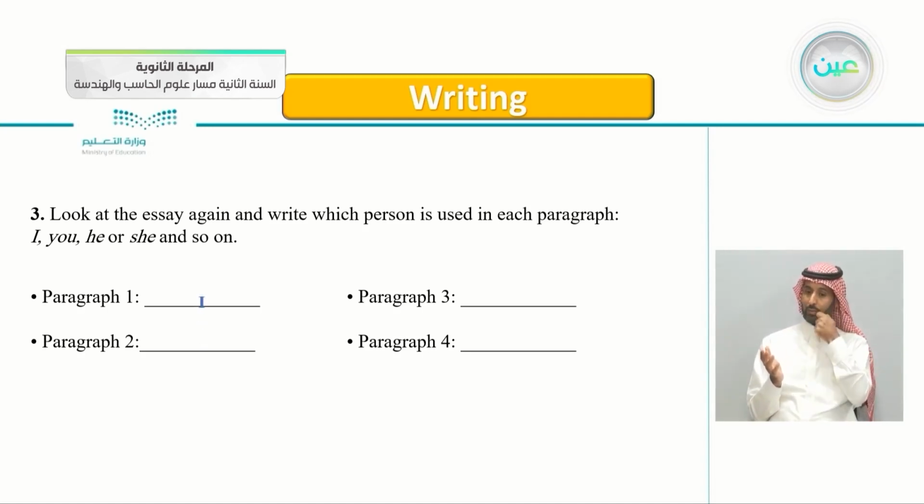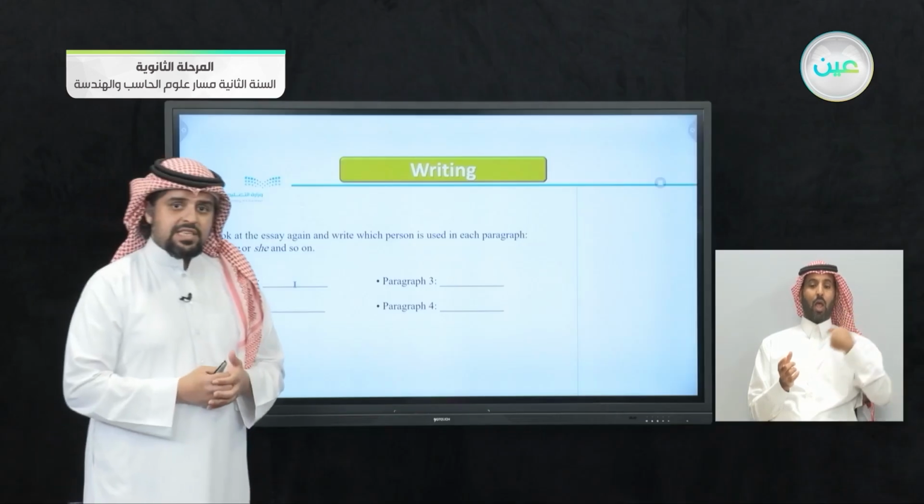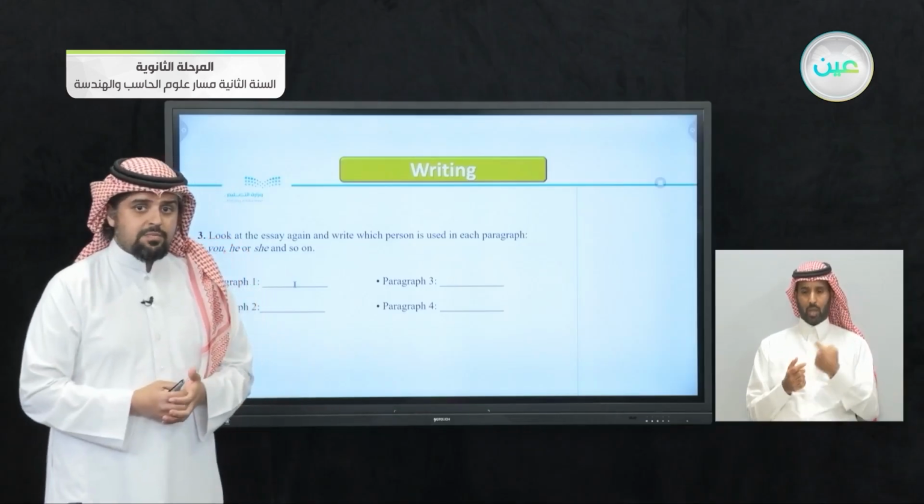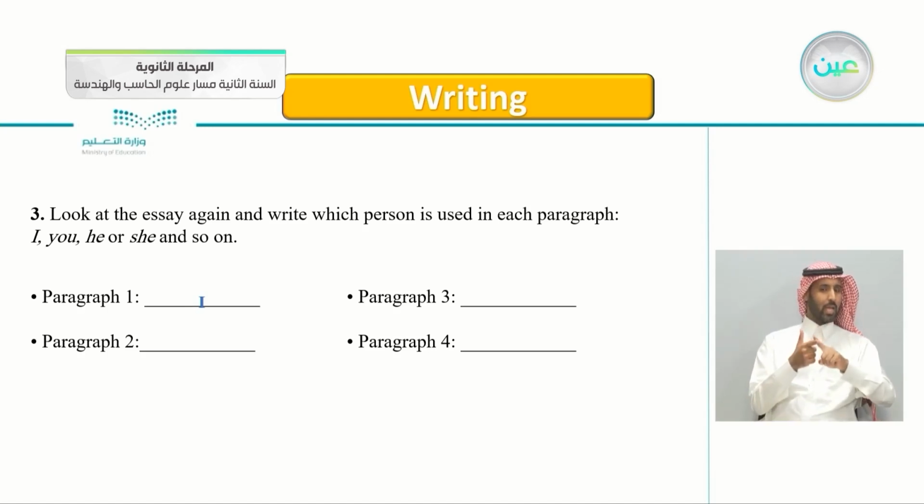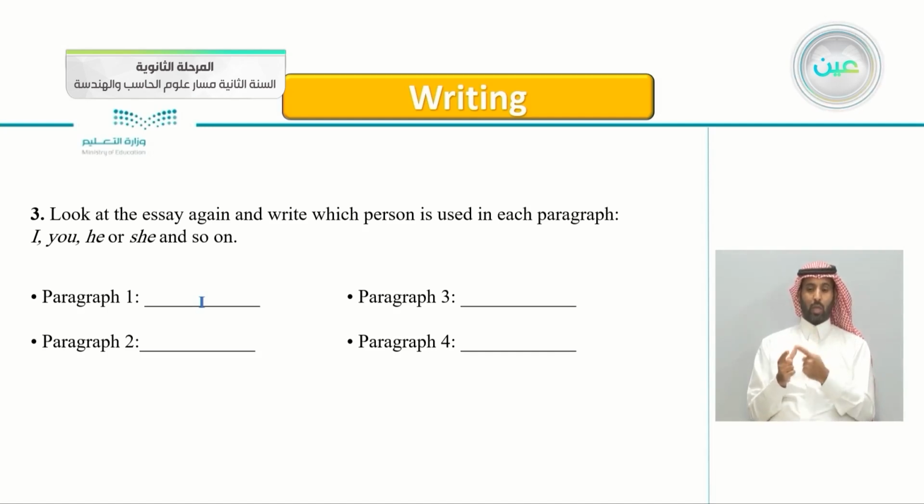The first paragraph used the I. He's referring to himself. He said I. This is the first paragraph. What about the second paragraph? Look at the essay again and write which person is used in each paragraph. So the first paragraph, we wrote I. What about the second one?